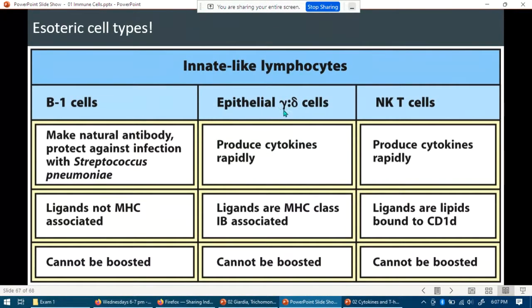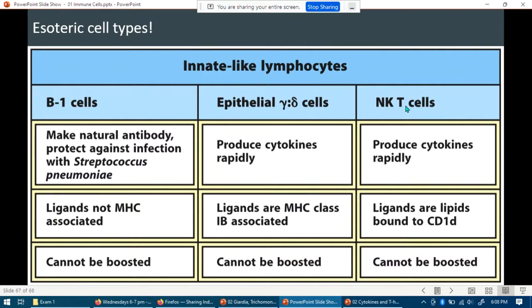Epithelial gamma delta T cells, or just gamma delta T cells, produce cytokines rapidly in response to infections at epithelial barriers. Their ligands are often MHC class 1b, which is sort of a weird subset of MHC molecules. We'll talk more about those on exam 2. And again, they can't be boosted. So vaccinating does not have an effect on the magnitude of the response from the gamma delta T cell population.